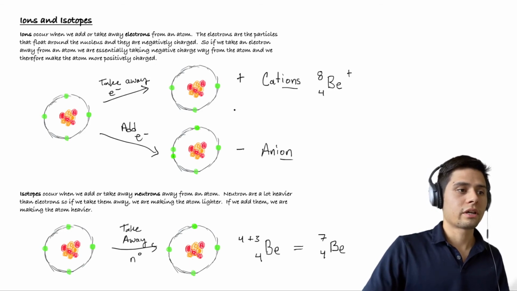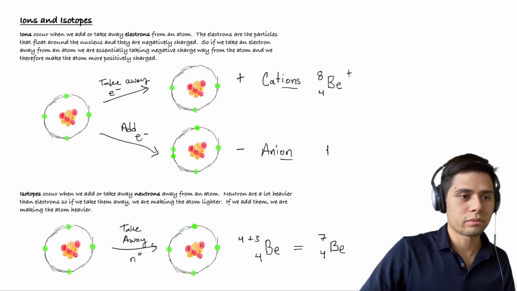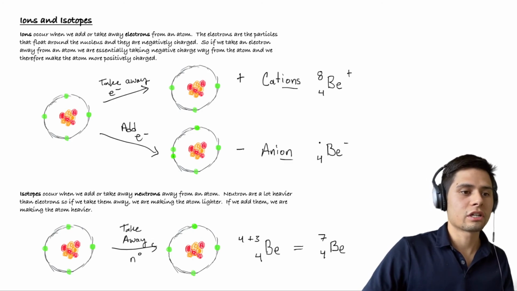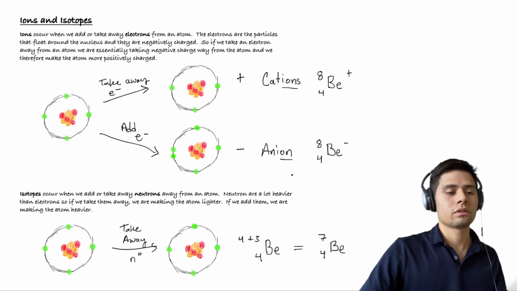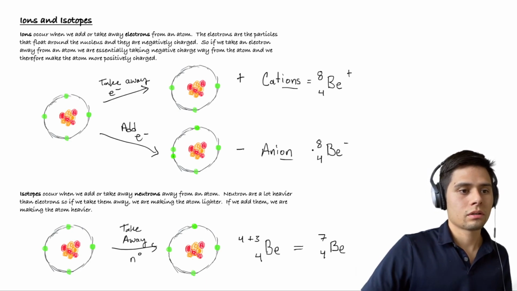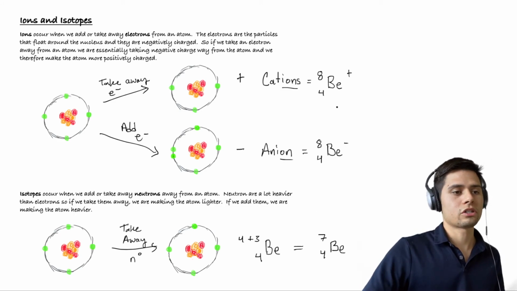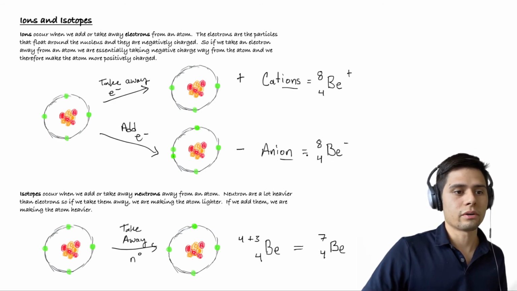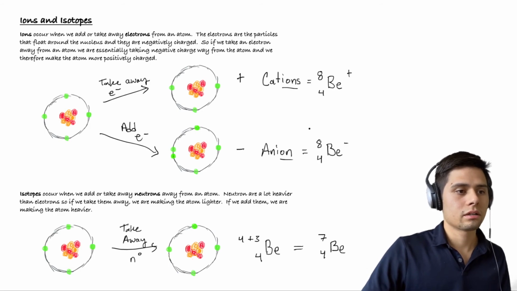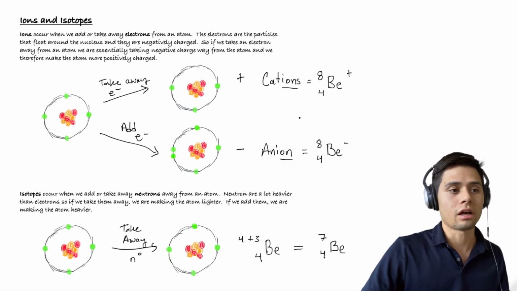Okay, so here again, I'll do it for this one too. We have beryllium. This one has a negative charge on it, so it's an anion of beryllium. We didn't change the neutron count, so this stays the same as this. Okay, so these are all equal to each other. This is equal to this scenario, and this scenario is equal to this scenario, and this is equal to this scenario. So I hope that makes sense, and with later lectures, this will come in handy a lot.